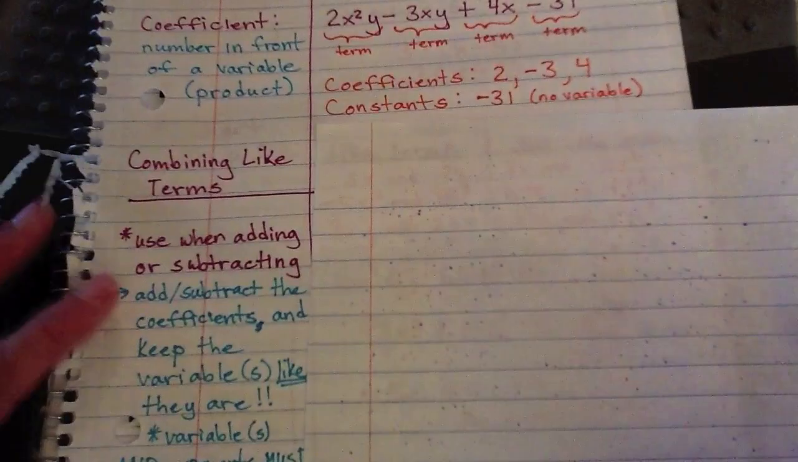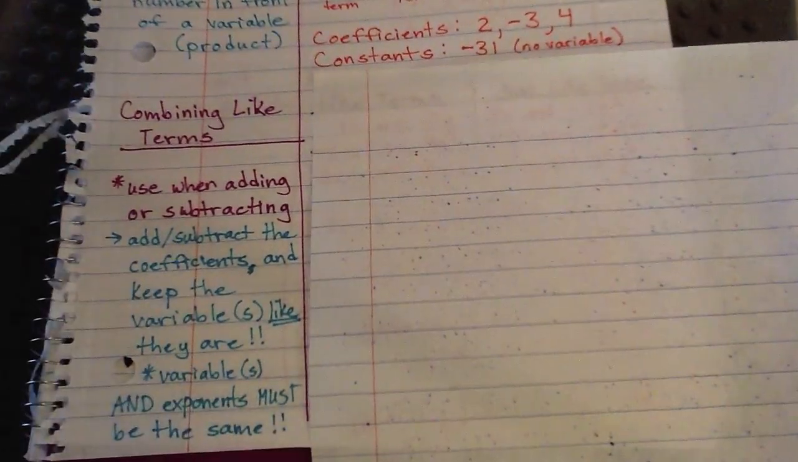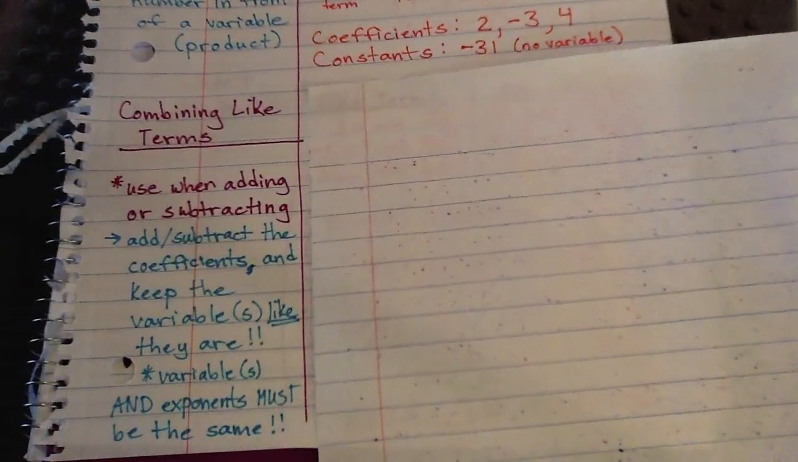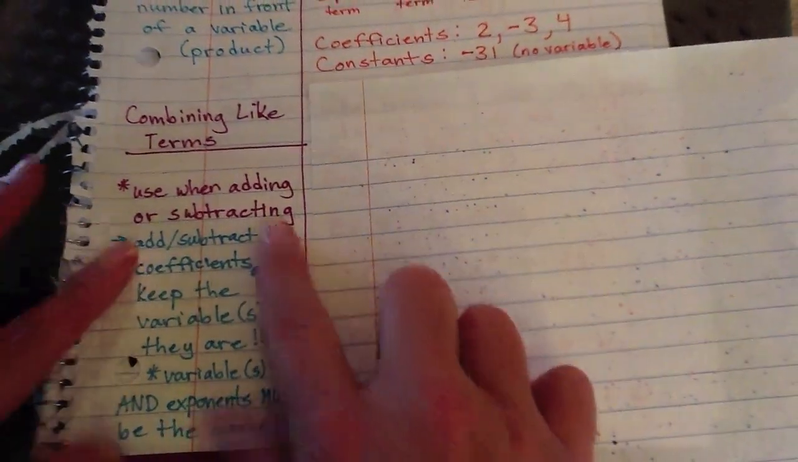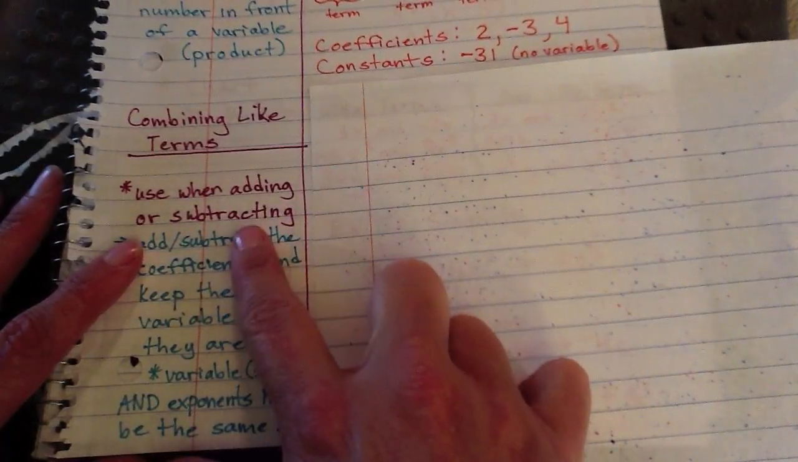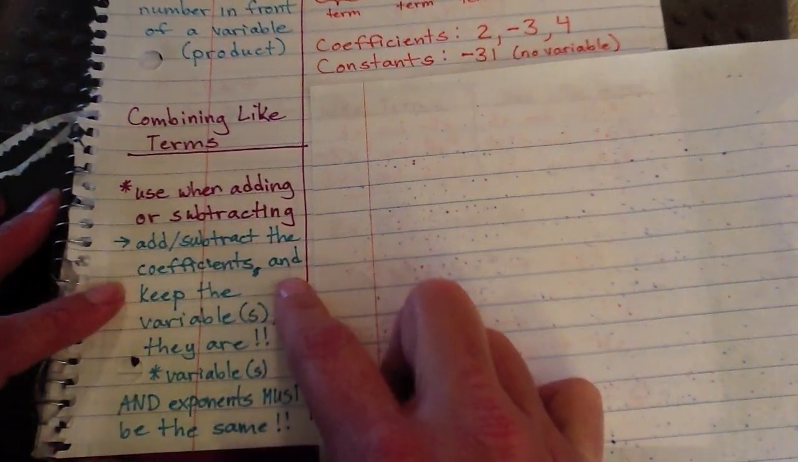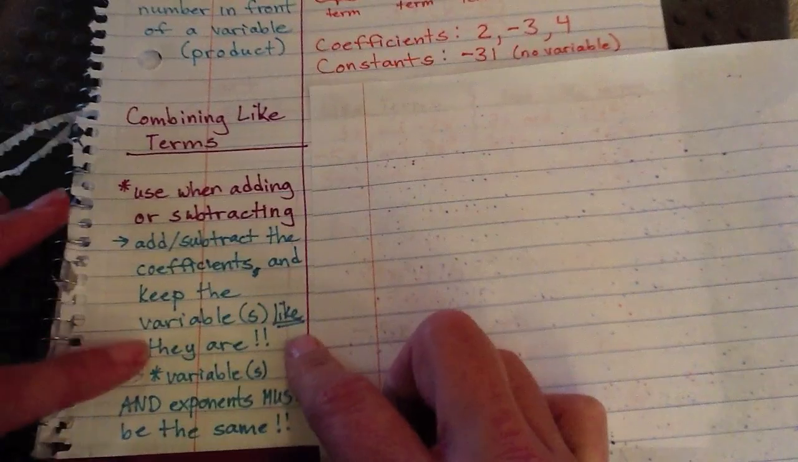All right, combining like terms. Really important to understand the difference of combining like terms. When you're multiplying and dividing, you are not combining like terms. It's different. We are talking about adding and subtracting. You use combining like terms when you add or subtract things, and what you're looking for is adding or subtracting the coefficient, just whatever it tells you to do, but you keep the variables like they are.